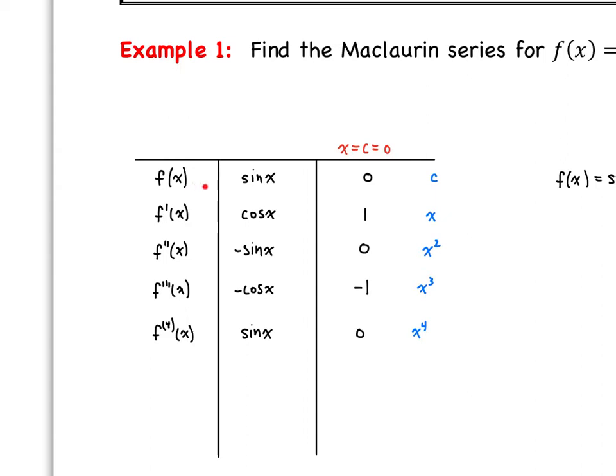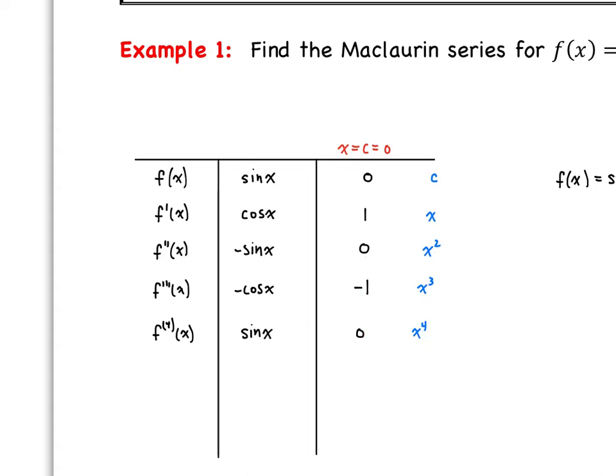So f of x is sine of x. Evaluating that at 0, we get 0. The first derivative is cosine. At 0, it's 1. Second derivative, we get 0 when we evaluate. Third derivative, we're at -1. And fourth derivative, we're back to our original function. So we can see that it would just repeat itself. Remember, this is our constant. This is the coefficient of our linear term, of our quadratic, our cubic, and our quartic.